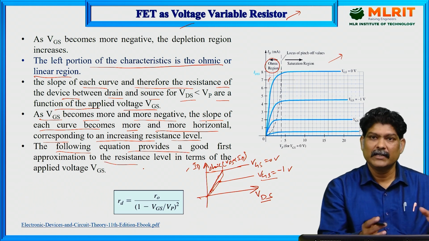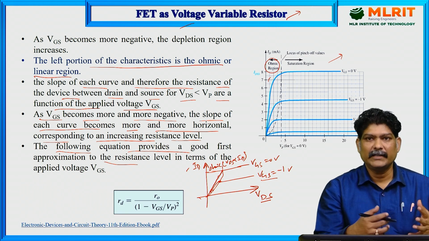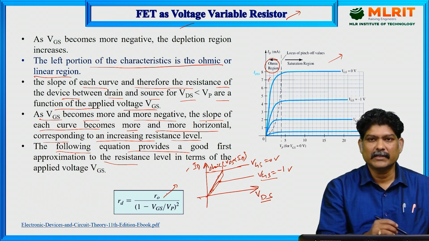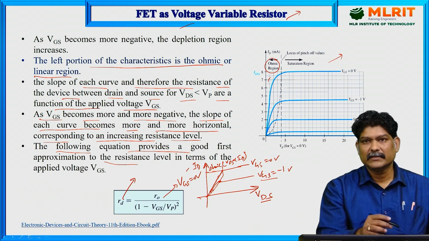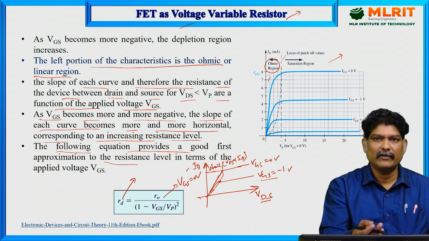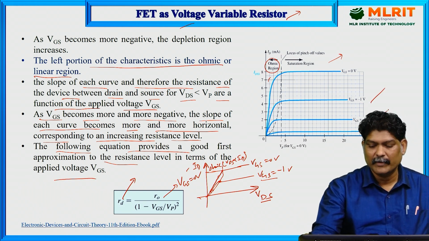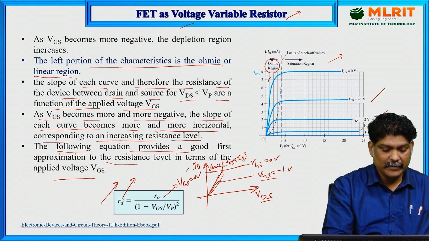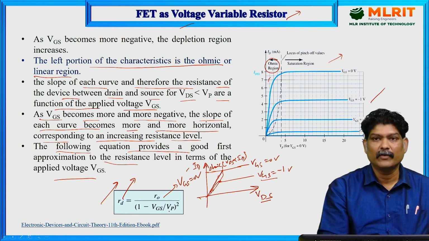Here R0 is the resistance of the FET when the gate is shorted, that is, when VGS equals 0. Whereas RD is the resistance of the FET for a specific value of VGS, that means when VGS is equal to -1 volt, -2 volts, -3 volts, and so on. Therefore, it can be represented by RD equals R0 divided by (1 minus VGS by VP) whole square.